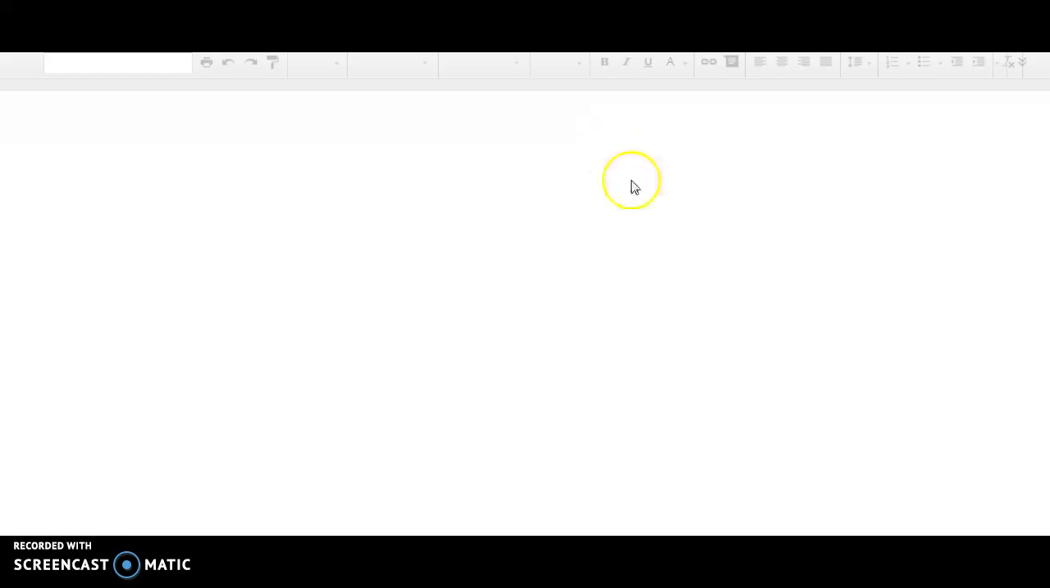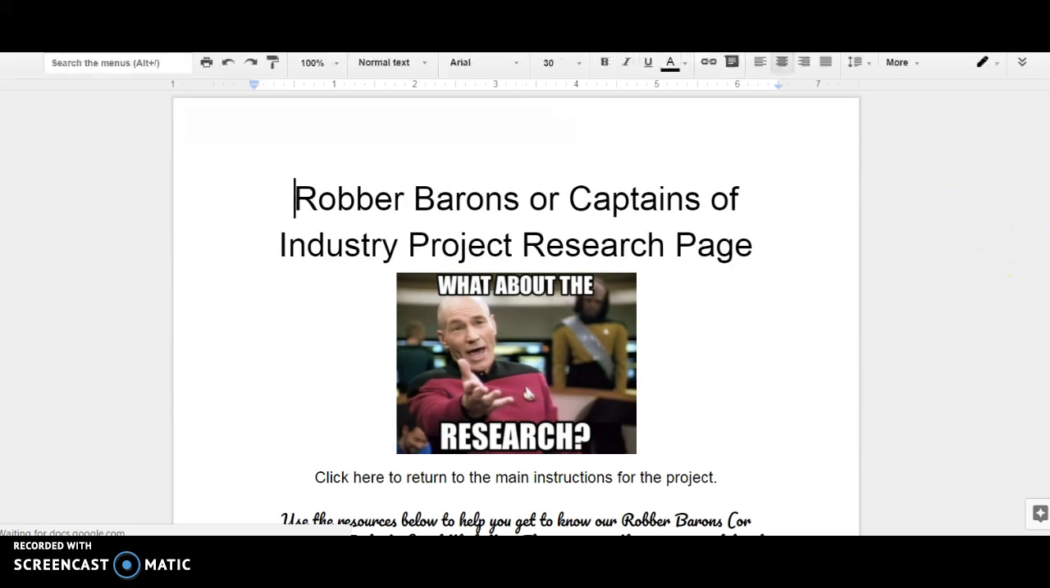I want to take a look at the notes page or the research page now. These are research resources for you to use while you're completing this project.